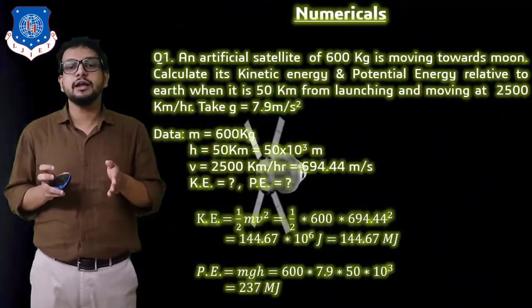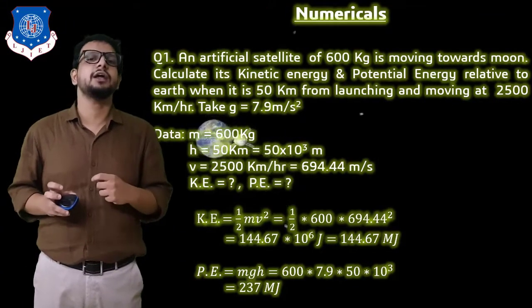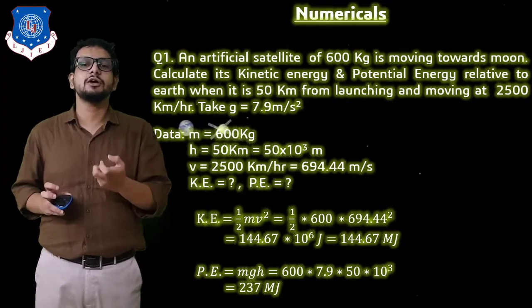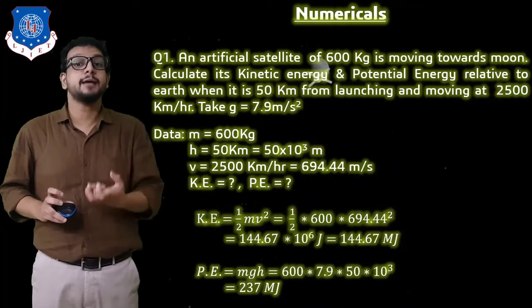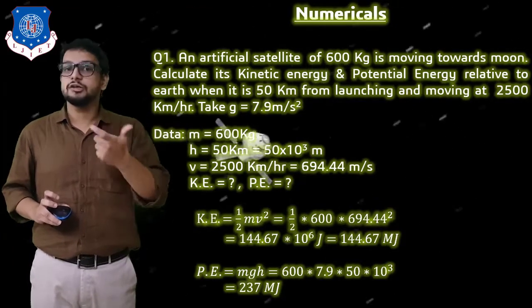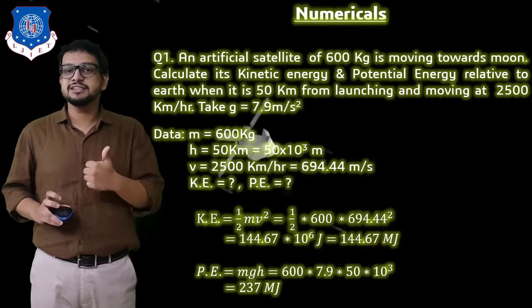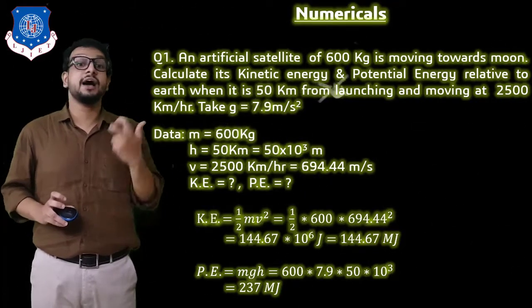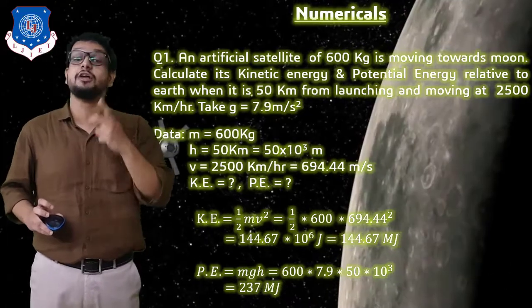We need to find out the kinetic energy. So it is a direct application of a formula. We know the formula of kinetic energy, that is KE is equal to half mv square, and that of potential energy is mgh. So mass is already given, velocity is also given for kinetic energy. Similarly for potential energy, mass is given, g is also given, and the height of the artificial satellite from its launching position is given, that is 50 kilometers.